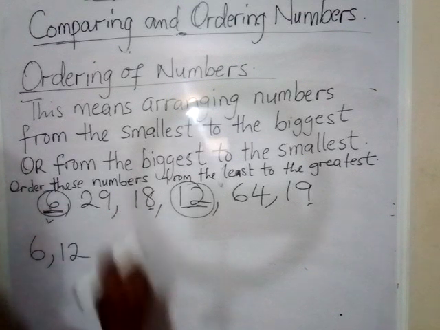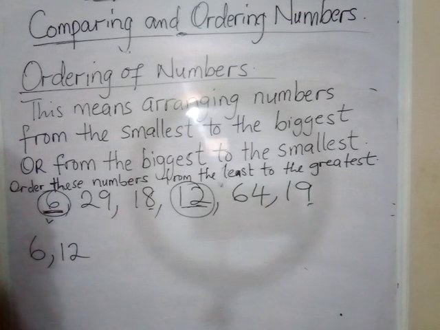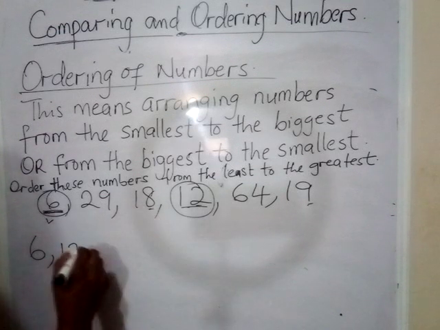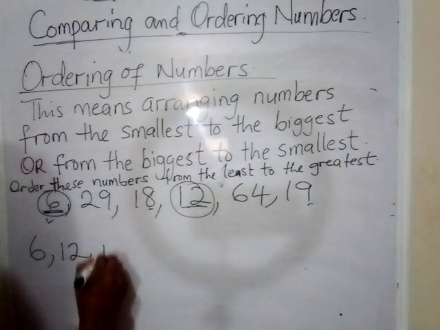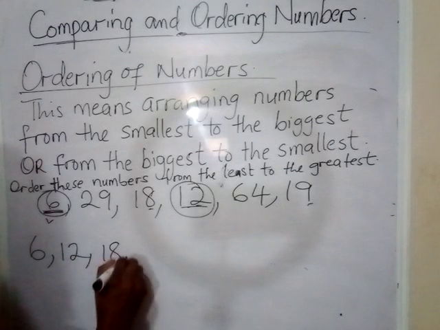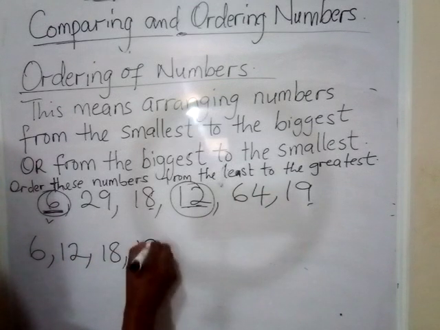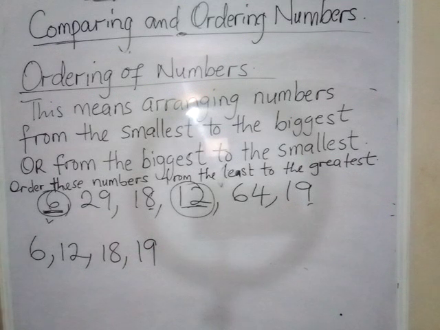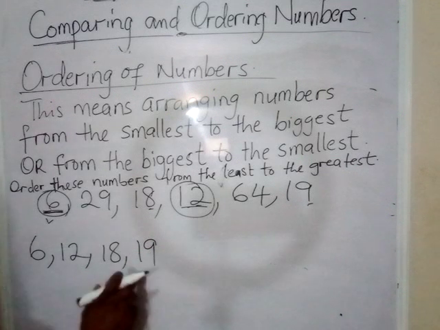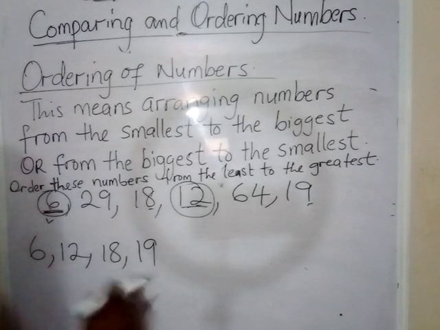One has 8 in the unit position, the other has 9. 8 and 9, which is bigger? We know it is 9. So 8 follows 18, and then followed by 19. Okay? So after this, what do we have?